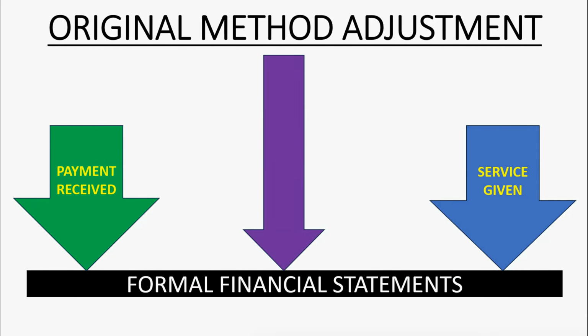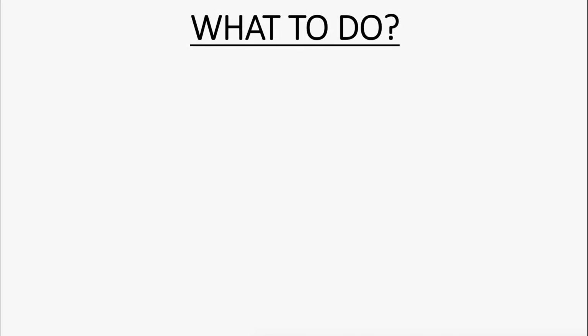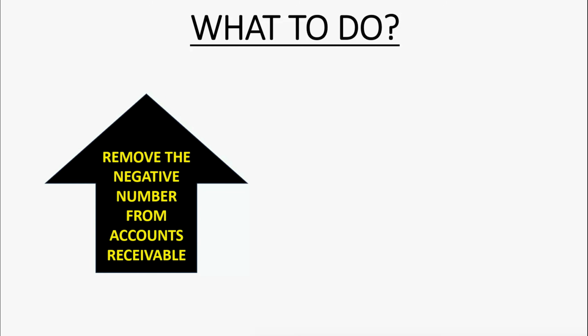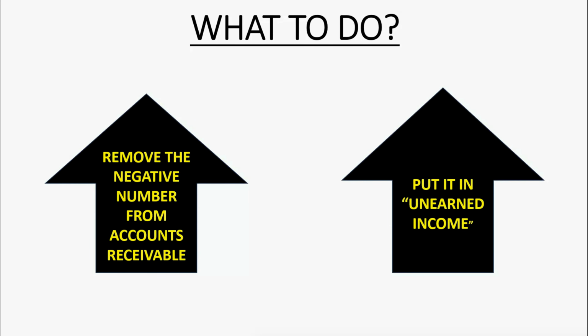So, what's the deal? Well, the amount that is unearned between the moment that you make the financial statements and the moment that you give the service should not be represented as a negative number in accounts receivable. Instead, it should be unearned. So what do you do? Well, you have to remove the negative number from accounts receivable by increasing it by the negative amount. And then you have to increase unearned income by just the amount that was not yet earned between the moment you make the financial statements and the moment you finish giving the service.